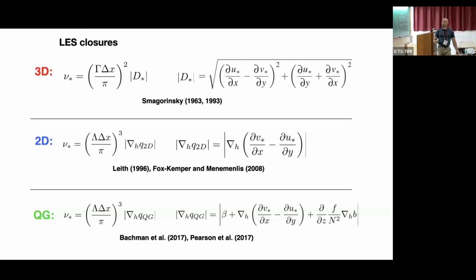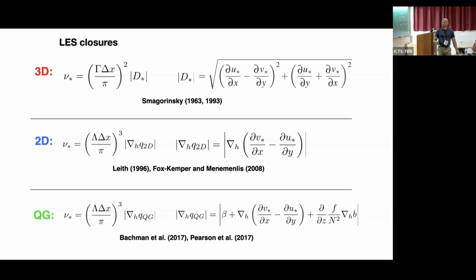So here's your classic LES closure, Smagorinsky, probably the most well-known turbulence closure in 3D turbulence. So you can see you're basically giving it an eddy viscosity that is proportional to grid scale squared. And here's the deformation rate. 2D turbulence, notice that your grid scale dependence is different now. Now you have a delta x cubed. And instead of the deformation rate, now you just have the gradient magnitude of vorticity given here.